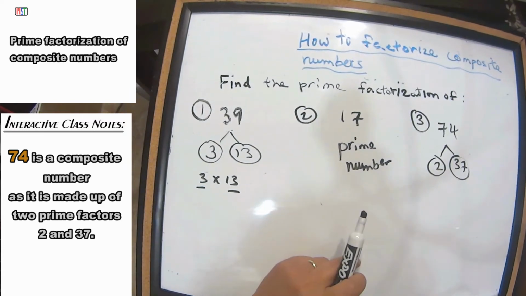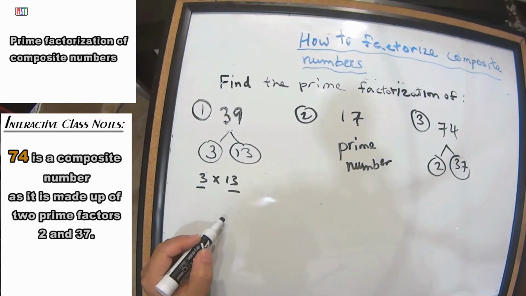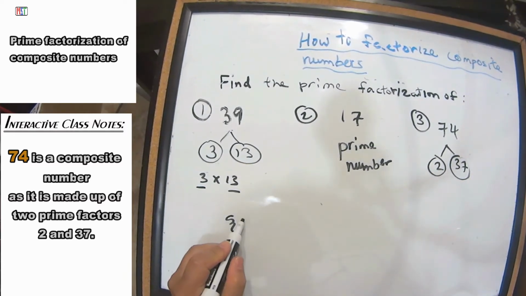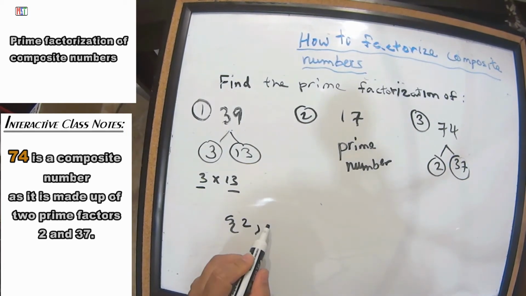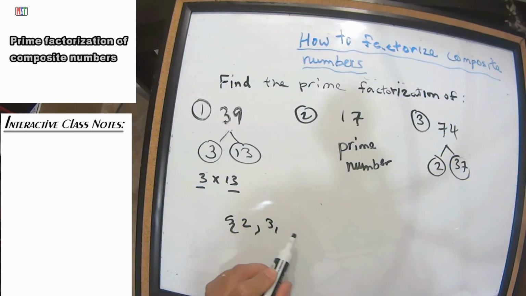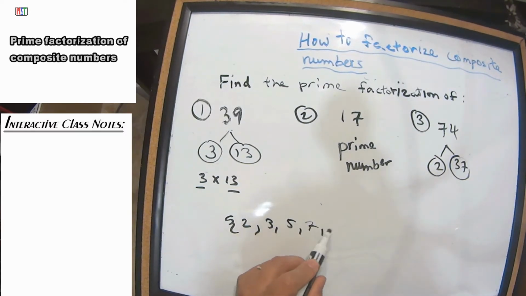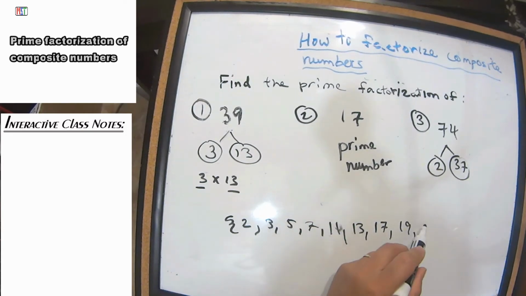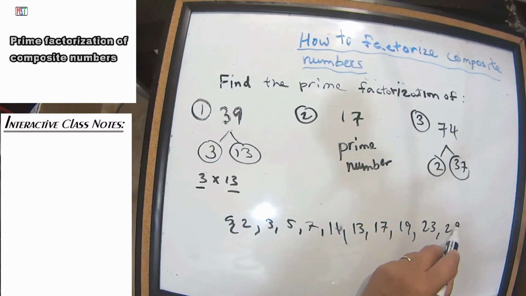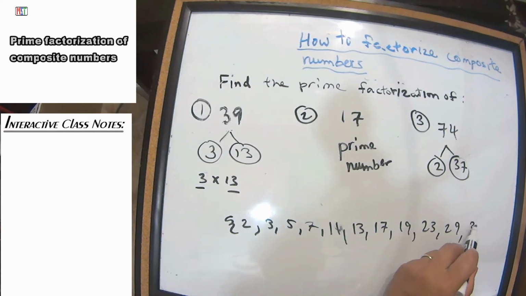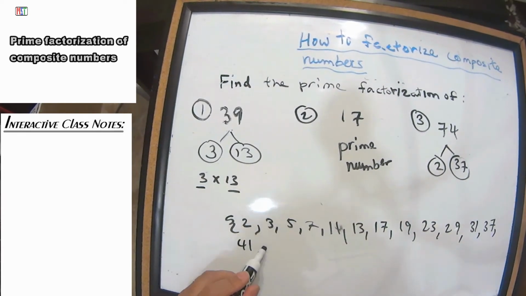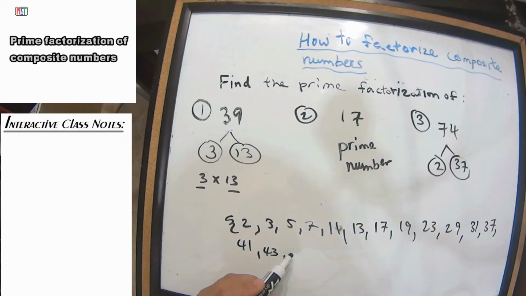The question, of course, is how do we know 37 is a prime number? Well, let's list a few prime numbers up to close to 50. Okay, for now, starting with the smallest, 2 to the biggest, right? 2, 3, 5, 7, 11, sorry, 13, 17, 19, 23, 29, 31, 37, 41, 43, and 47 for now.